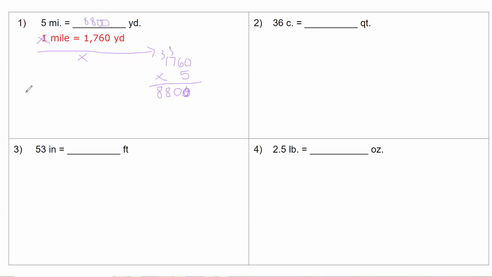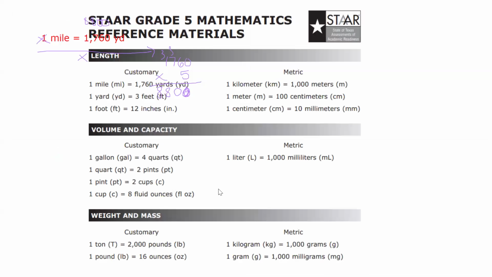Let's look at our next problem. 36 cups equals how many quarts? Let's look at our conversions. We're looking for cups and quarts together on the same line. I don't see cups and quarts on the same line. I see cups on here and I see quarts here. When that happens, it means we have to do a double conversion.